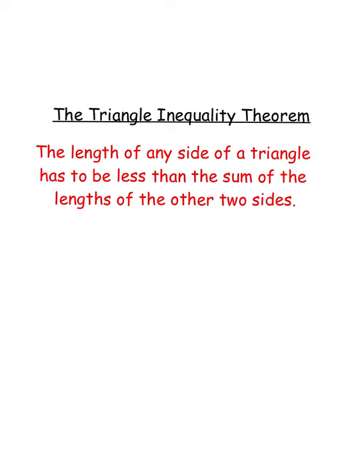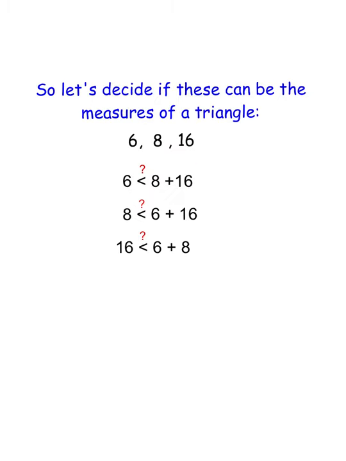Okay, the triangle inequality theorem says that the length of any side of a triangle has to be less than the sum of the lengths of the other two sides. That sounds complicated. I promise by the end of this video, it'll be much easier. So if we go with that statement, let's decide if these can be the lengths or the measures of the sides of a triangle.